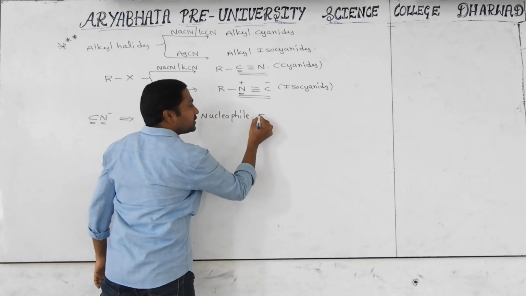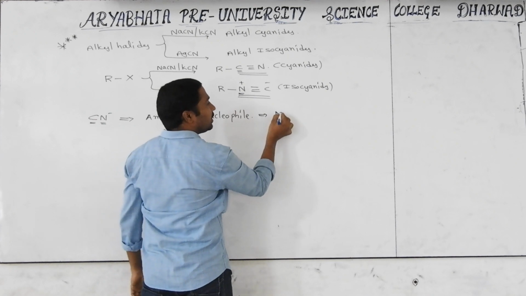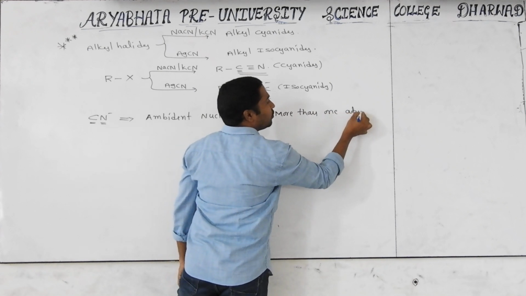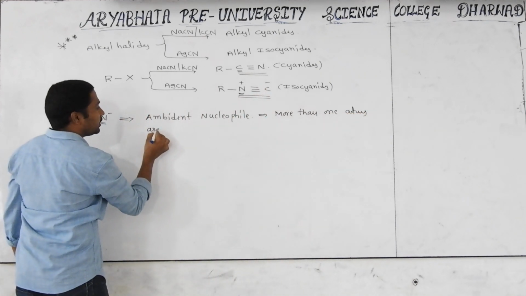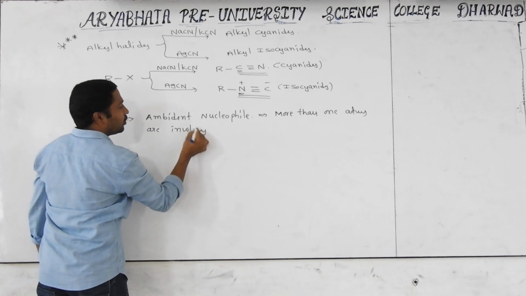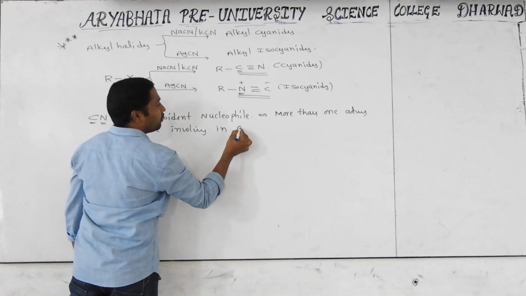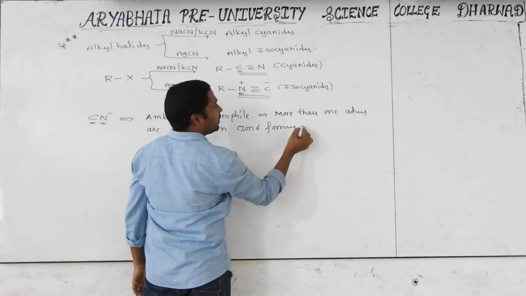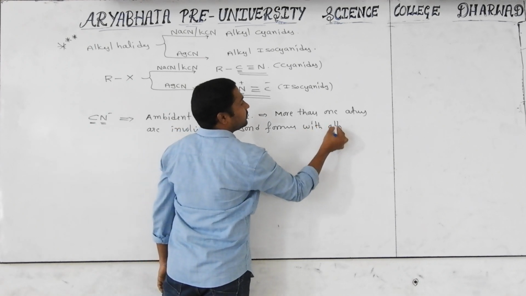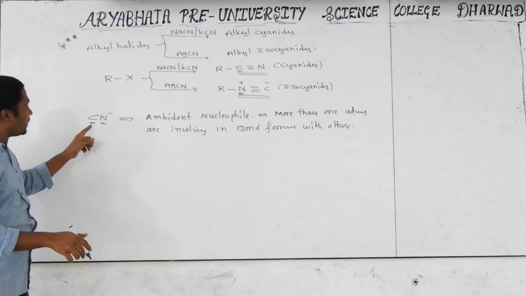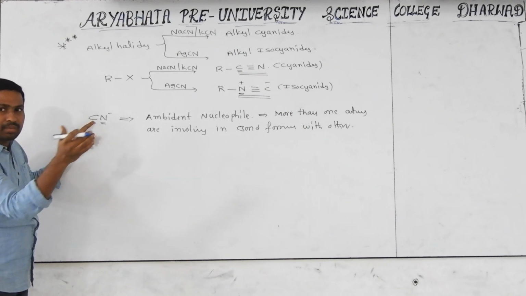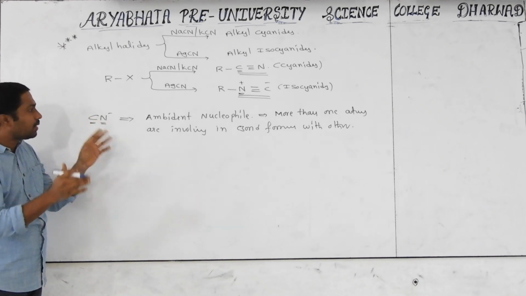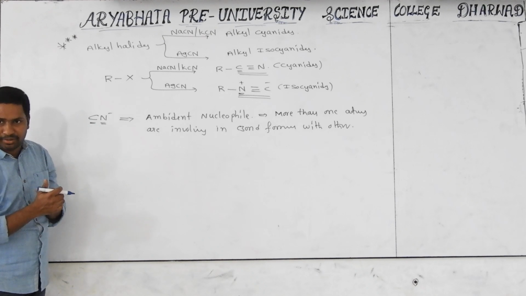An ambident nucleophile is a special nucleophile in which more than one atom is involved in bond formation with others. In this cyanide, sometimes carbon may be involved in bond formation, or nitrogen may be involved in bond formation. Nucleophiles with such behavior are called ambident nucleophiles.